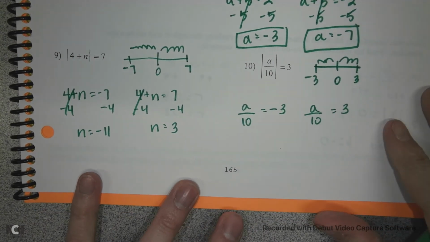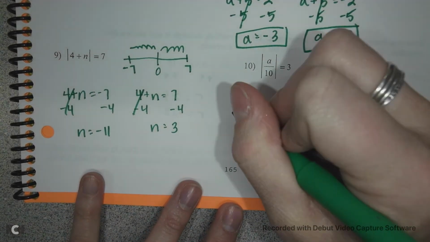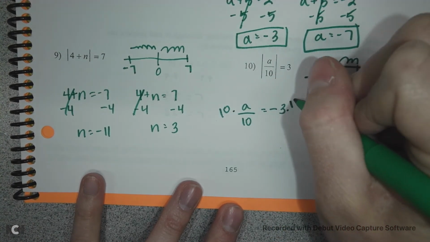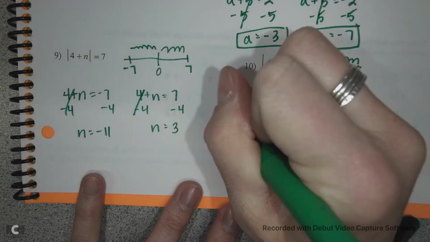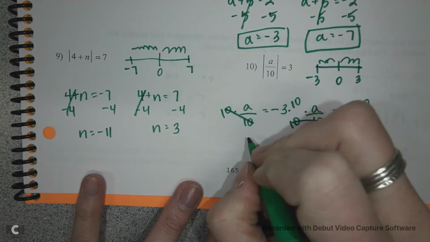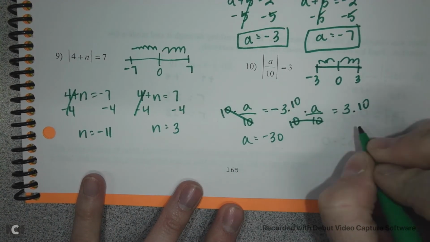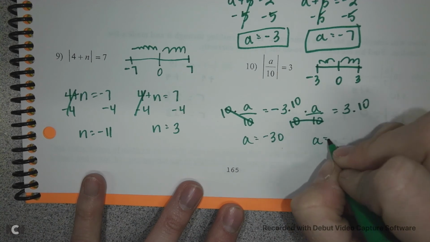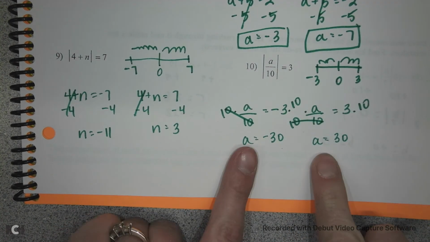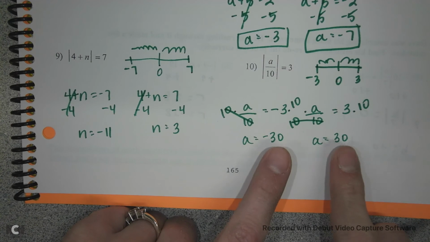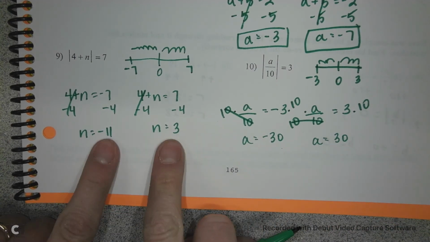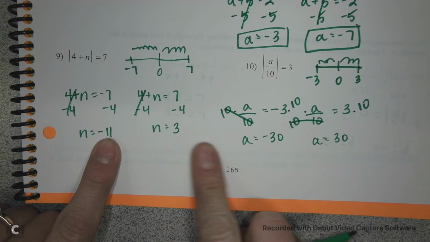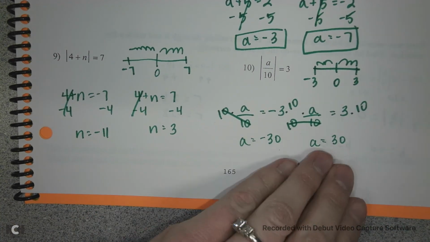Okay, so then we solve. So this time, the opposite of dividing is multiplying. So I'm going to multiply each side by 10. My 10's cancel over here, and a equals -30. My 10's cancel over here, and a equals +30. So these 2 answers are opposites, the same number but with opposite signs. And these guys are not. So you have to be really careful and not just assume.